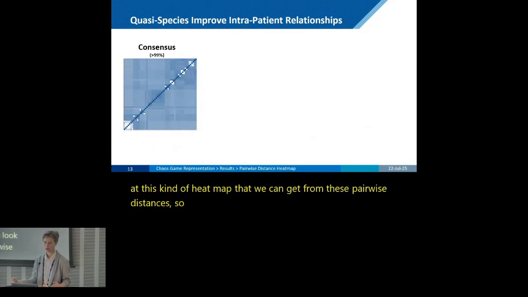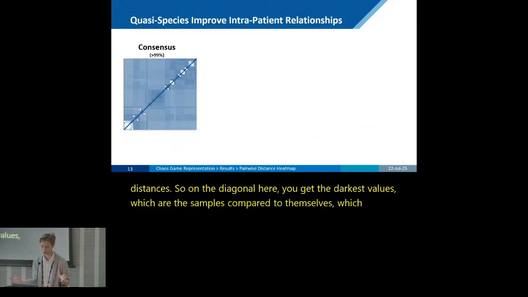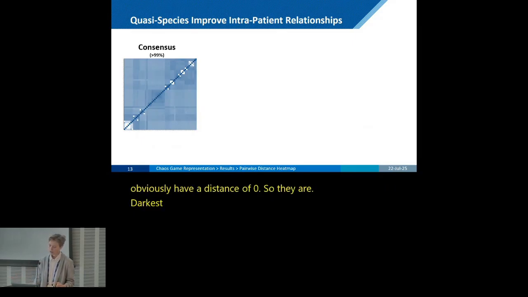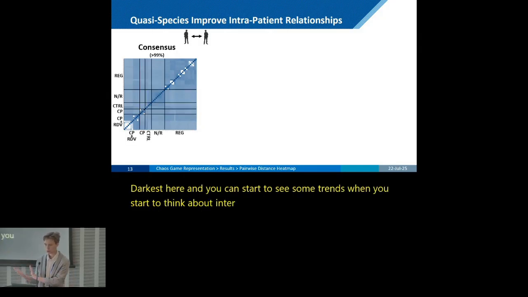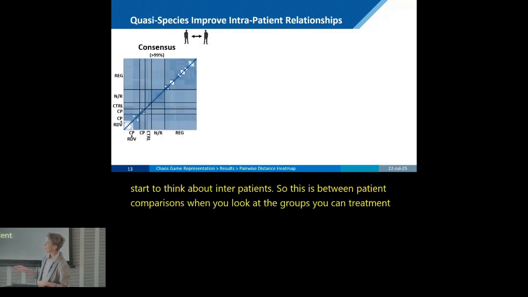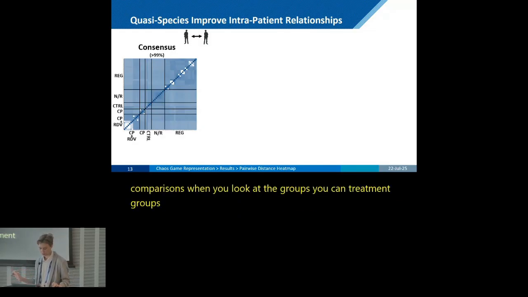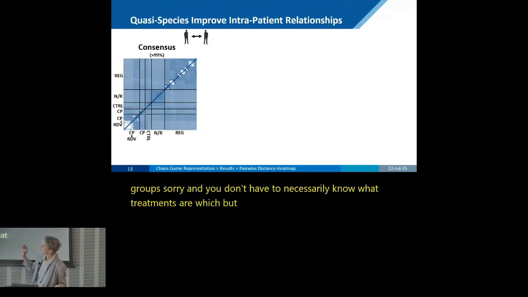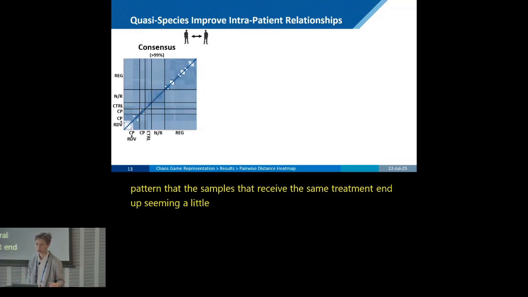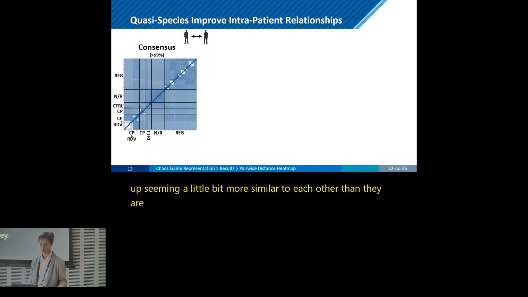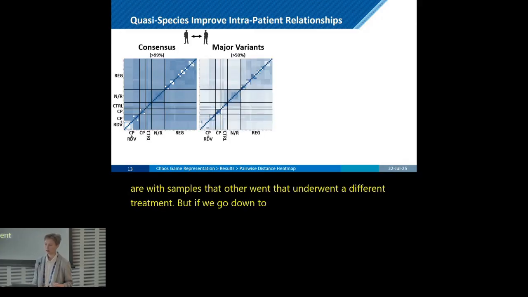On the diagonal here, you get the darkest values, which are the samples compared to themselves, which obviously have a distance of 0, so they are darkest here. And you can start to see some trends when you think about inter-patient, so between-patient, comparisons. When you look at the treatment groups, and you don't have to necessarily know which treatments are which, you can just see a general pattern that samples that receive the same treatment end up seeming a little bit more similar to each other than to samples that underwent a different treatment. But if we go down to major variants, this looks quite different.